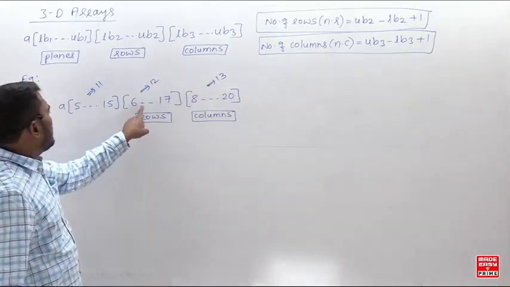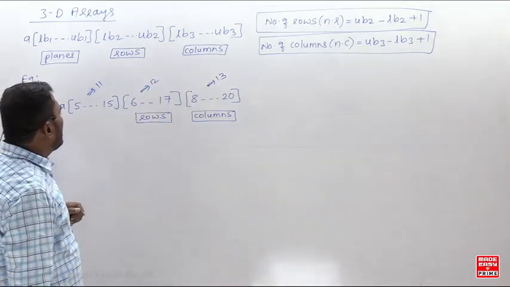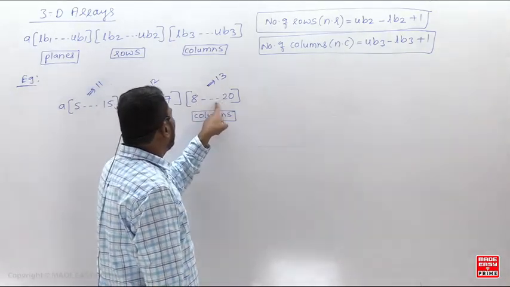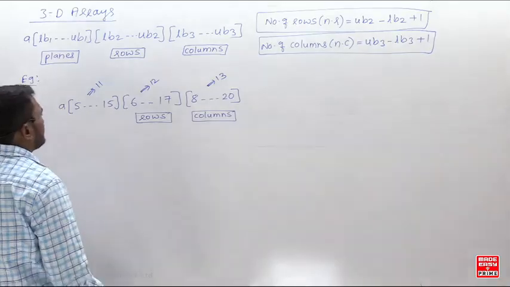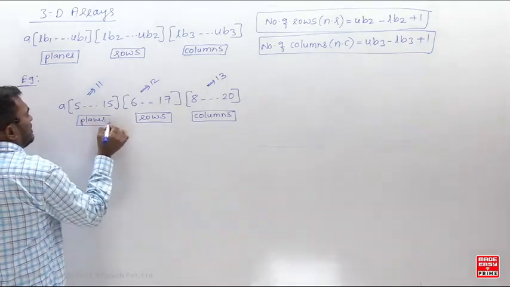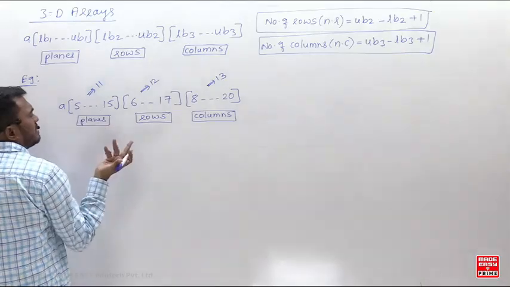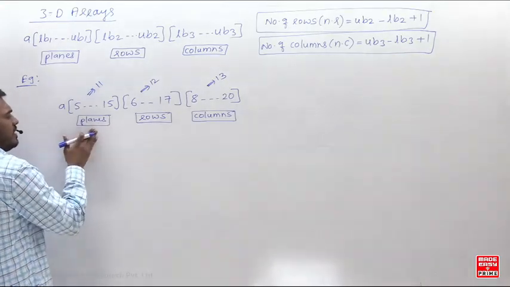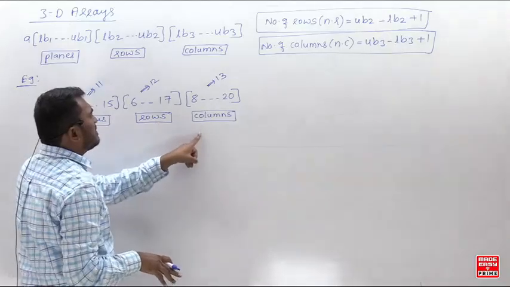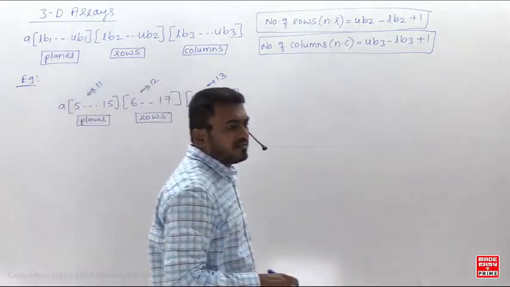So this one is 12. 6 to 17, 12. Is that correct? And change this here, 8 to 20 karo, 8 to 20. So these are the planes. Generally you can call it planes or whatever, the name doesn't matter. So number of rows is this one. Number of columns is this one. Copy this.